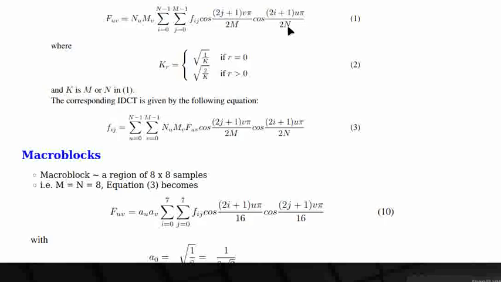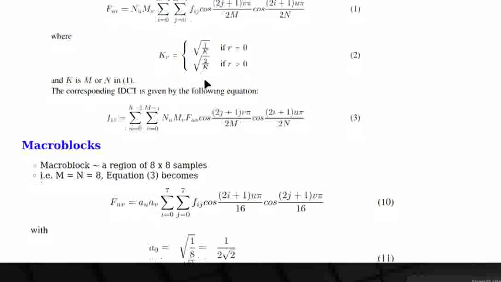Nu and mv are constants given by this formula. Here k could be n or m. Kr equals square root of 1 over k if r equals 0, and equals square root of 2 over k if r is larger than 0. So if k is n, n0 is square root of 1 over n, and other nu will be square root of 2 over n.